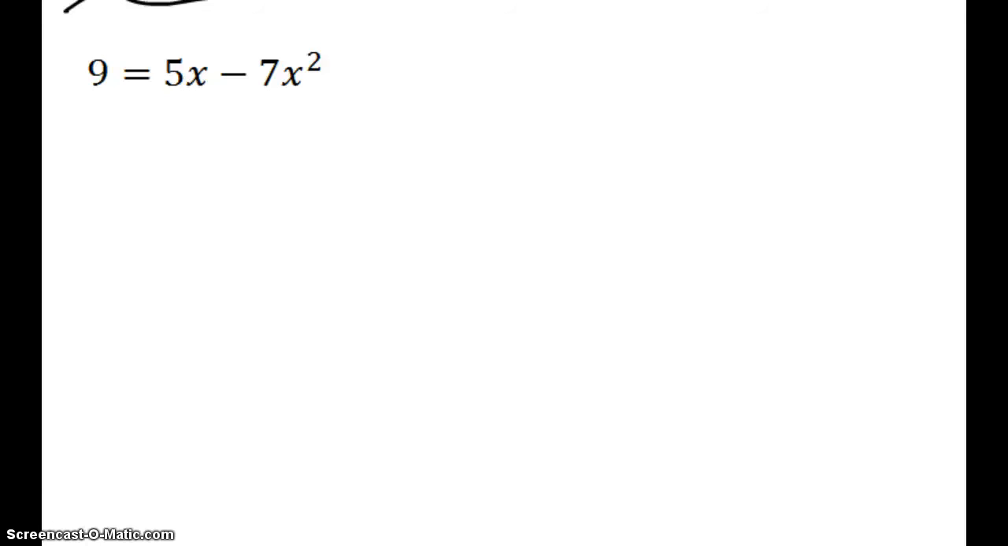Okay, last one, and this is going to be pretty quick. 9 equals 5x minus 7x squared. Part A, we're supposed to see if this opens upward or downward. So the first thing that we need to look at is, is this in standard form?